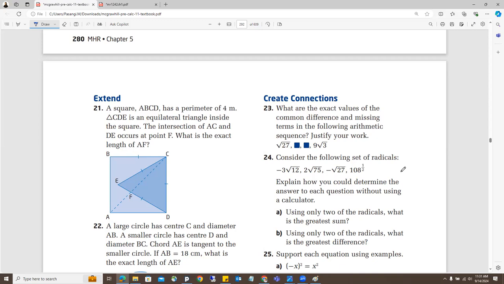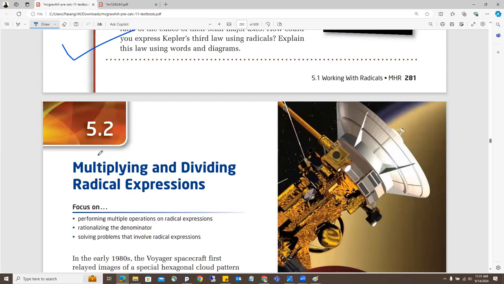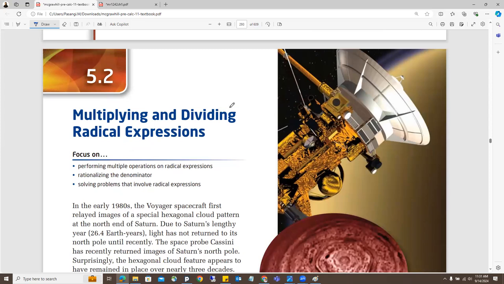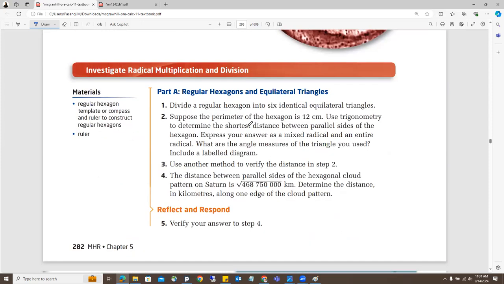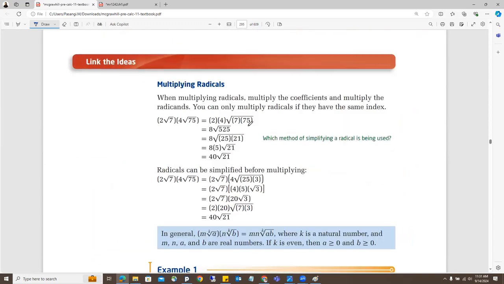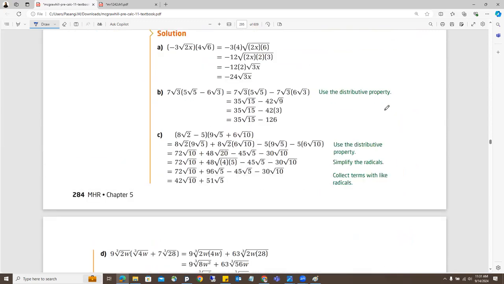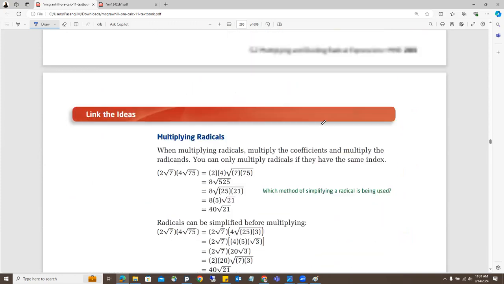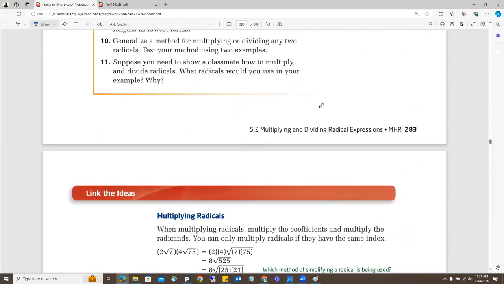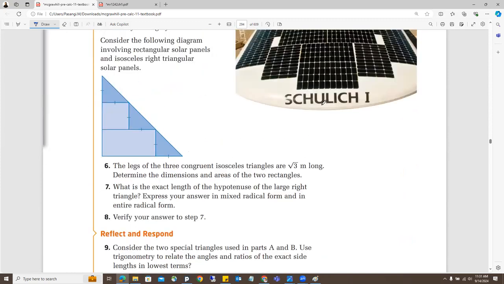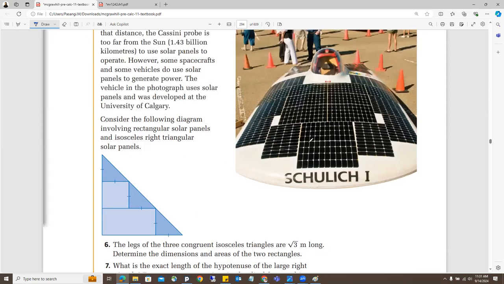Is it clear? Yes. Okay, then 5.2 we'll do tomorrow. I can continue 5.2 as well. What do you think? Yeah, that's fine. We'll do 5.2 tomorrow and then complete the lesson. Okay? So is this it? The portion is that much. Yeah, that's it: add, subtract, multiply, divide. That's all.